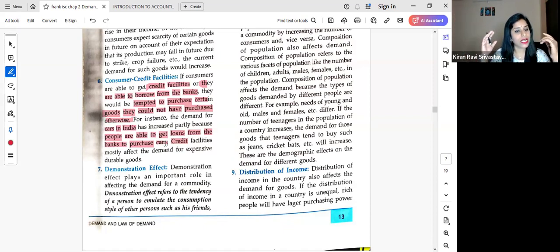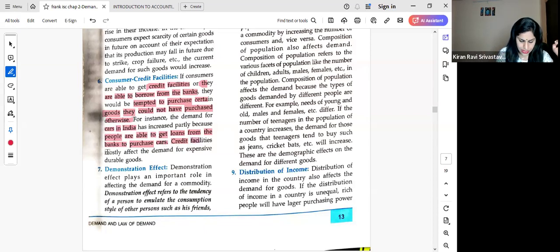And generally, Indian consumers buy two things: first is a house and the second is a car. Every working person will have either a housing loan or a car loan. These are the two things. And in India, the demand for cars has gone up because of the credit facility.